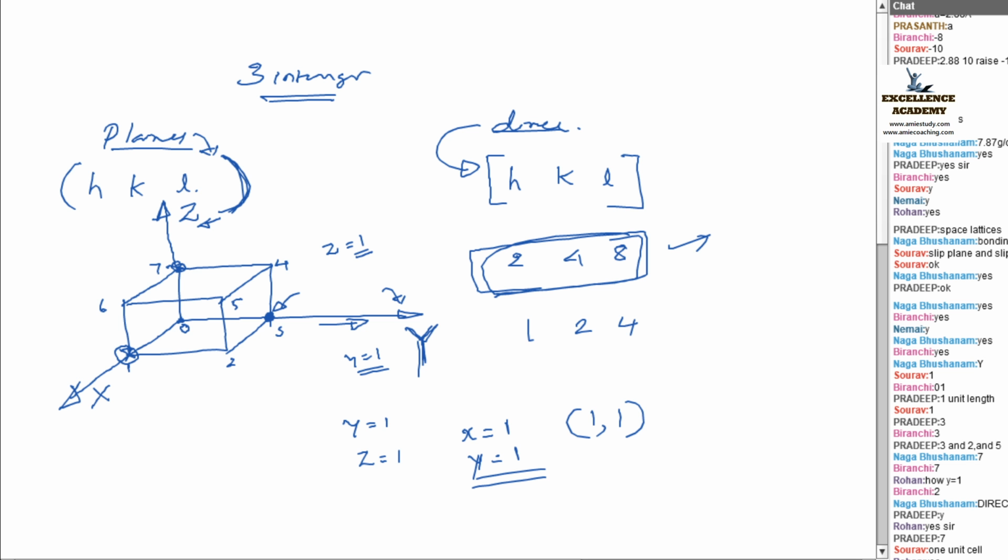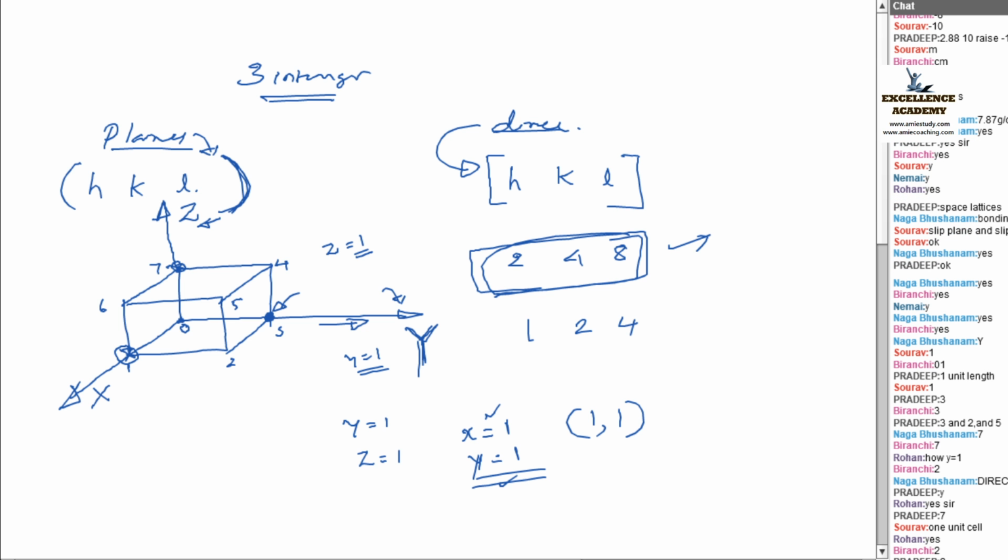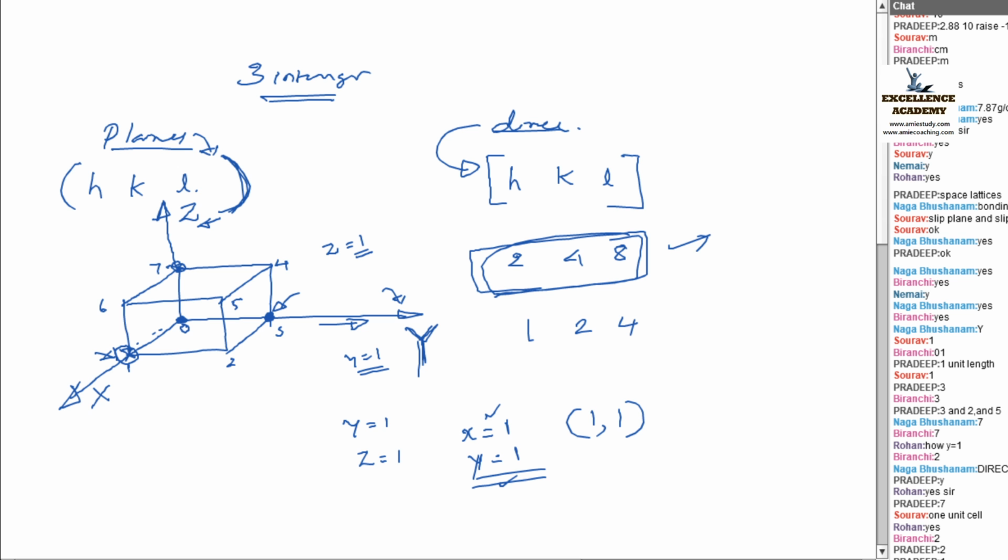Now, next you have to find out what will be the point in that cube drawn there if x is equal to 1 and y is equal to 1. How can we find that? First x is equal to 1. From the origin, you have to reach x is equal to 1, here. Next, from this point, you draw y is equal to 1 there. That means here. This is the point representing 1, 1, 0.